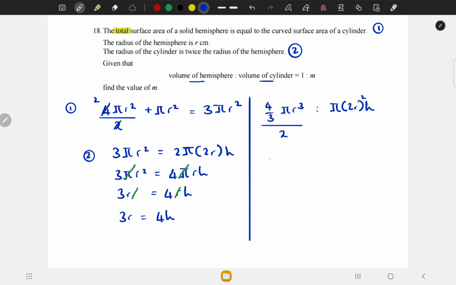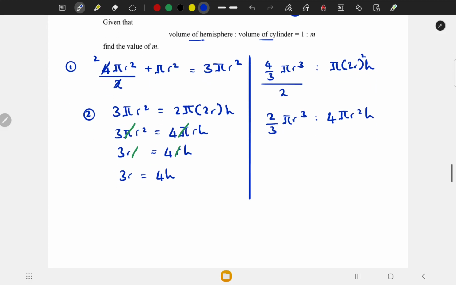Again, I'm going to try and clean this up. I'm going to be having 2 over 3 pi r cubed is to 4 because 2 squared, and then r squared h. Okay. Again, I have a ratio here, which means I can go ahead and clean up. I can cancel out the pi's on both sides.